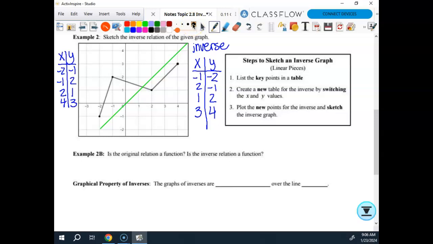So now I'm going to plot negative 1, negative 2. I'm going to plot 2, negative 1. I'm going to plot 1, 2. And I'm going to plot 3, 4.